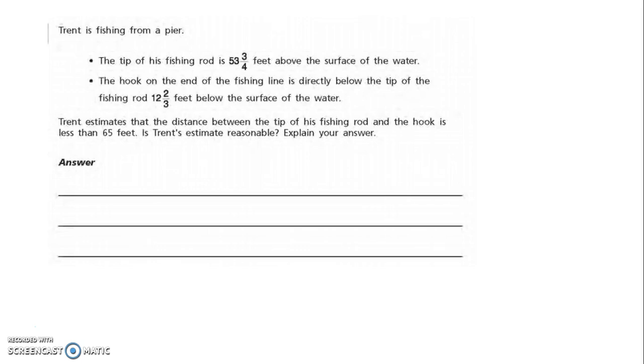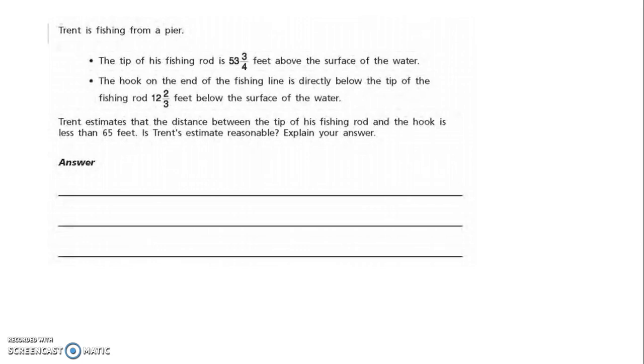It says Trent is fishing from a pier. The tip of the fishing rod is 53 3/4 feet above the surface of the water. The hook on the end of the fishing line is directly below the tip of the fishing rod, but it's 12 2/3 feet below the surface of the water. Trent estimates the distance between the tip of his fishing rod and the hook is less than 65 feet. Is Trent's estimation reasonable? Explain your answer.